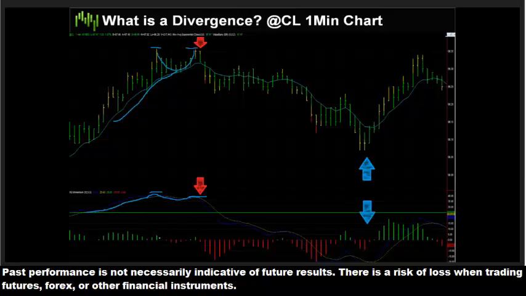And then if you look at the histogram, it's even more obvious. The indicator rolled from upside momentum down to downside momentum, so we had an increase in downward momentum compared to the previous downside momentum. Then you look at the histogram again. On this next rally, we came right back up to equally high prices, but we had a lower high on the histogram as well.